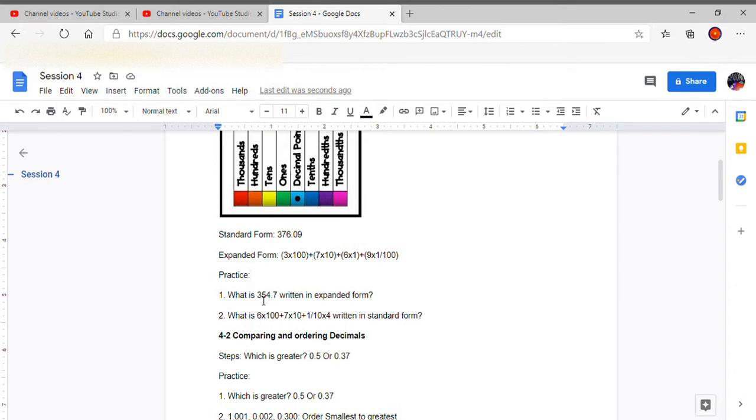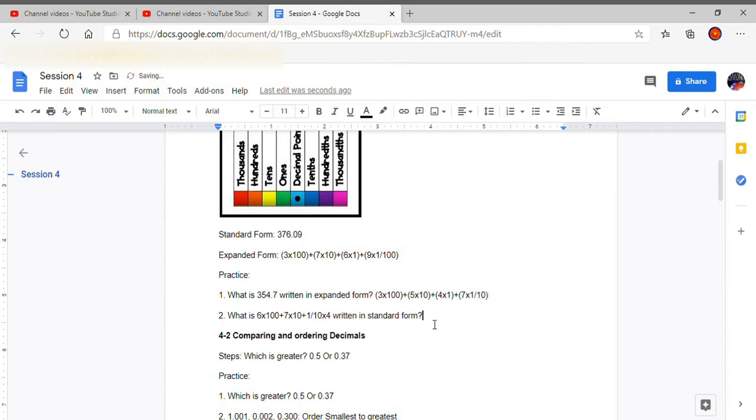So let's see. What is 354.7 written in expanded form? Okay, so we know that in expanded form, since this is in the hundreds place, we can do 3 times 100 plus 5 times 10 plus 4 times 1. Now onto the decimal place. It is just 7, meaning it will be in the tenths place because there are no zeros ahead of it. So 7 times 1 over 10.